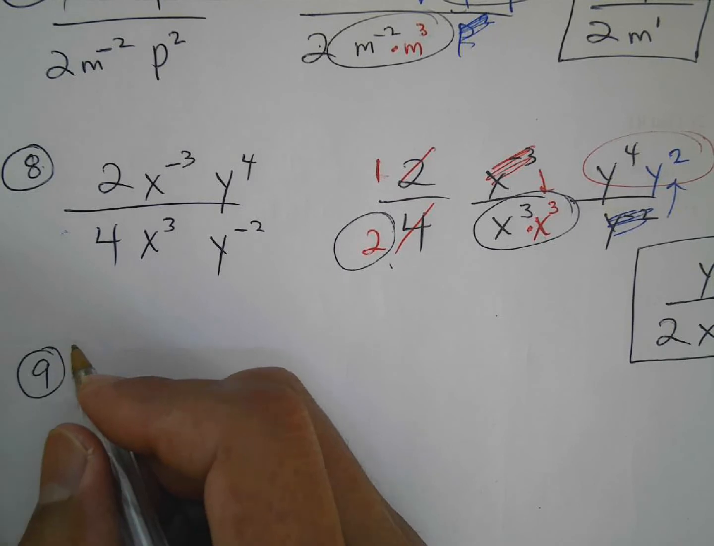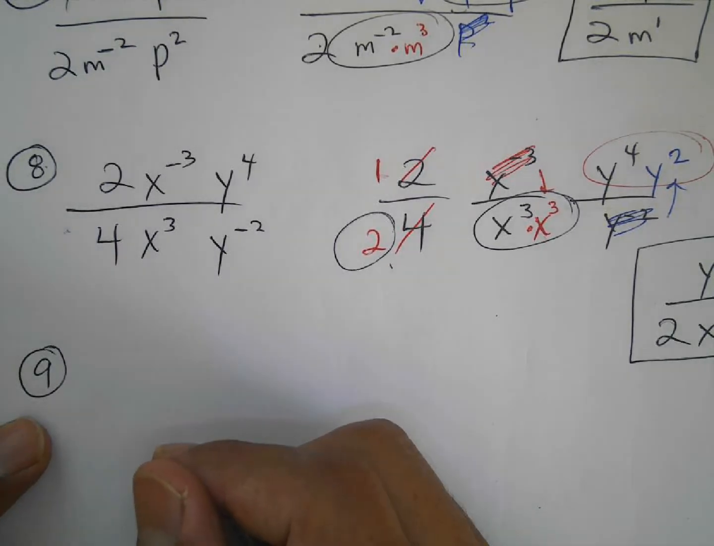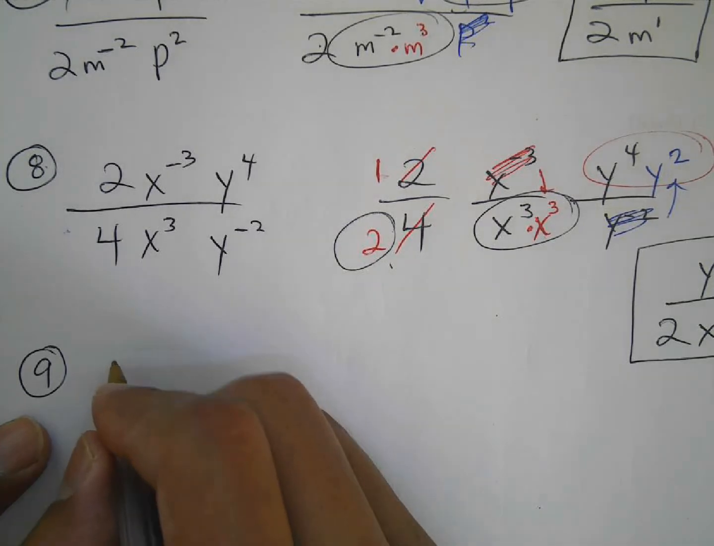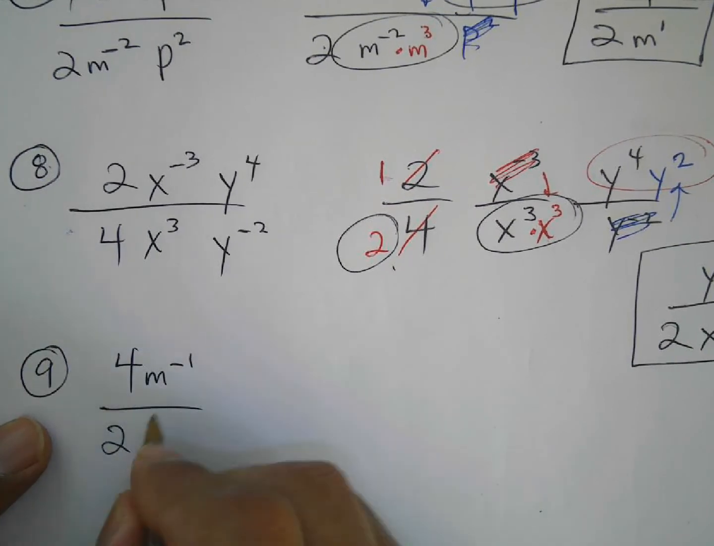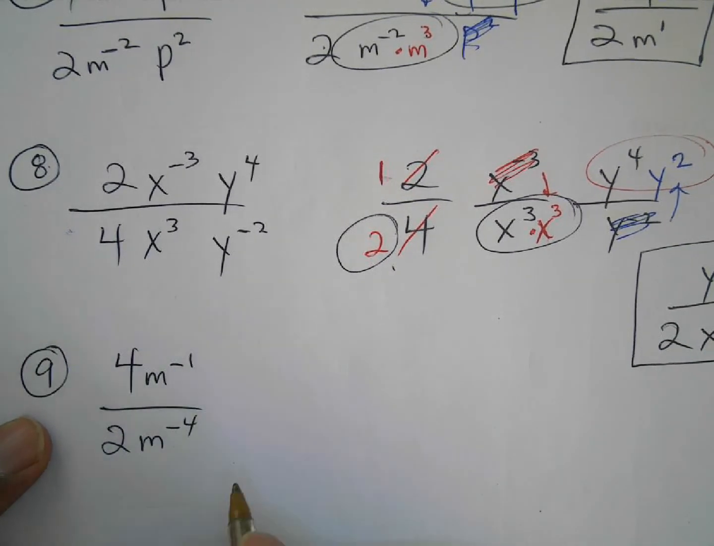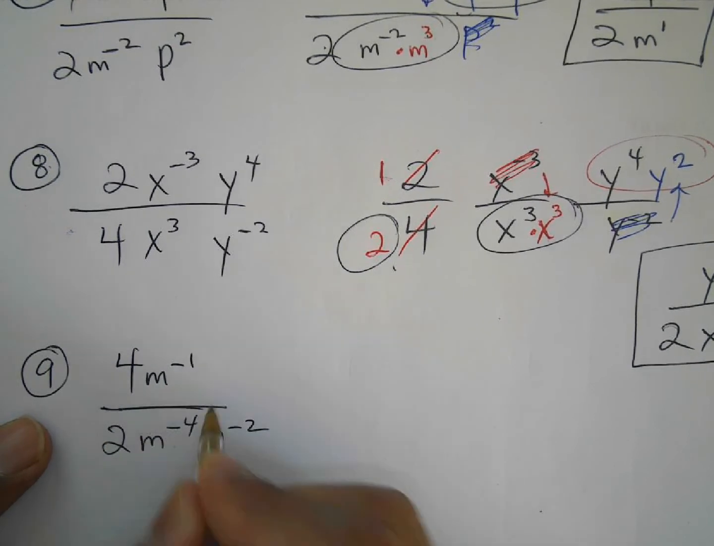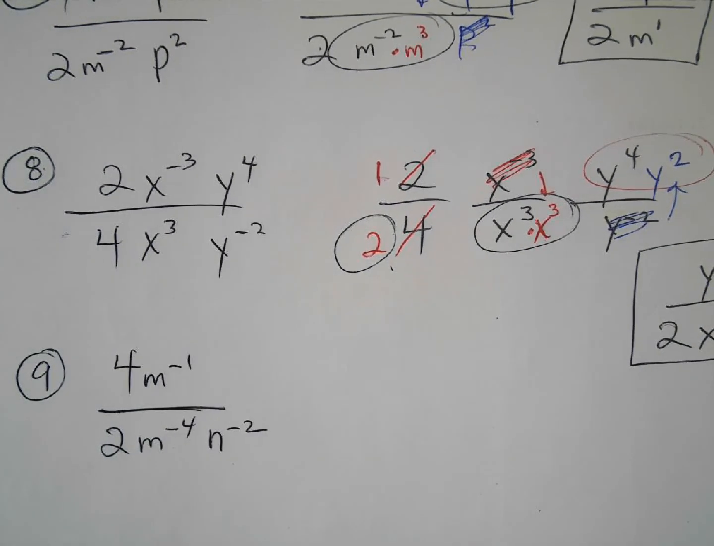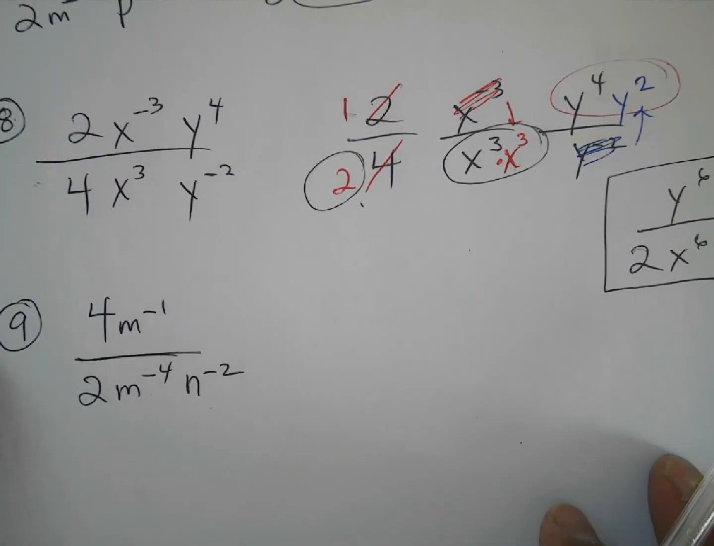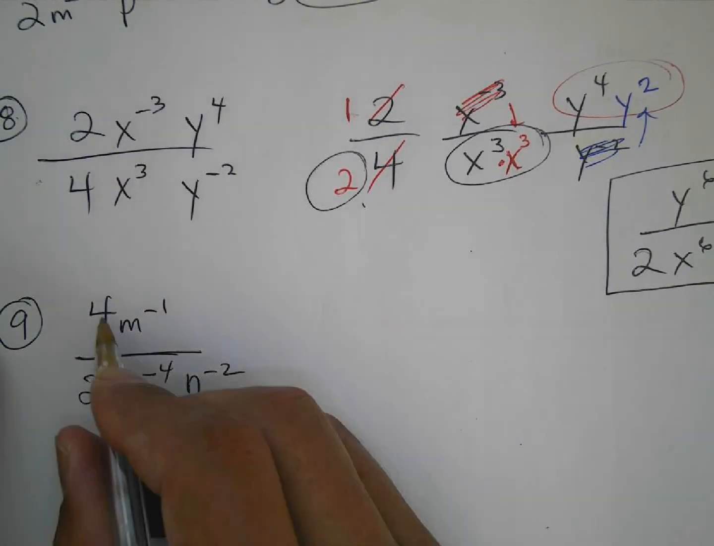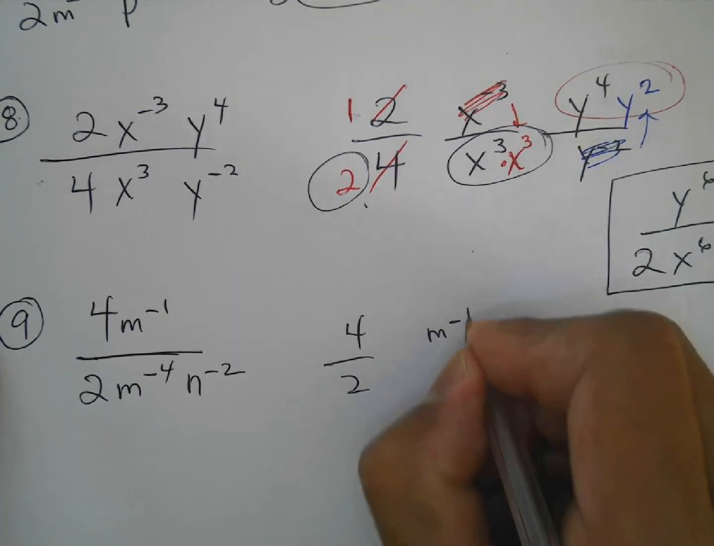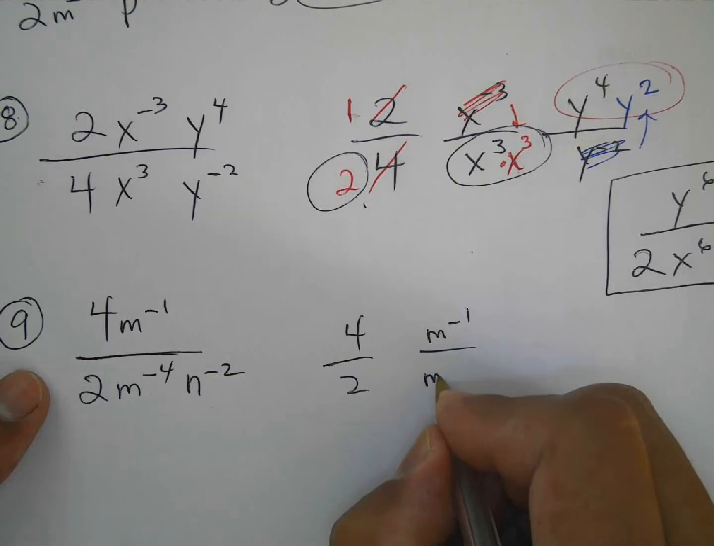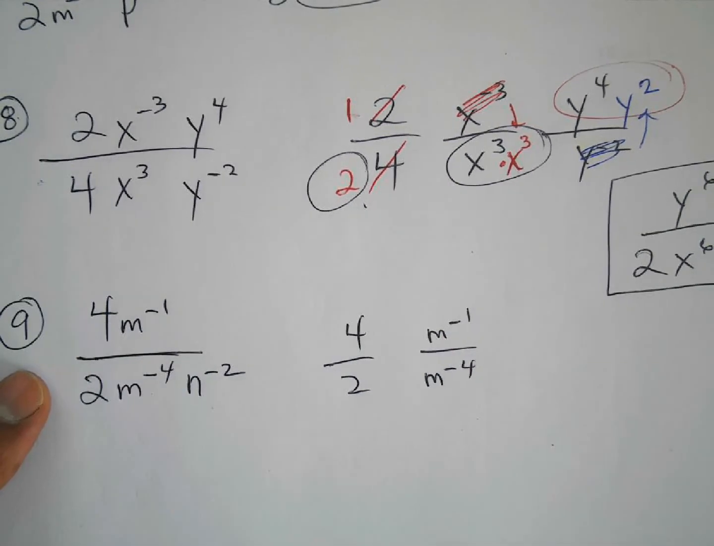Number 9. 4m negative 1 over 2m negative 4 and negative 2. Ooh. Okay, like I said over here, let's kind of break this up and only look at the ones I need to look at. The numbers go with the numbers. The m's, see, I'm kind of separating them a little bit so I can see it. The m's are gonna go with the m's.